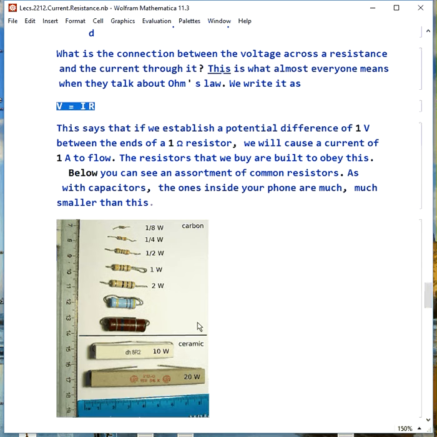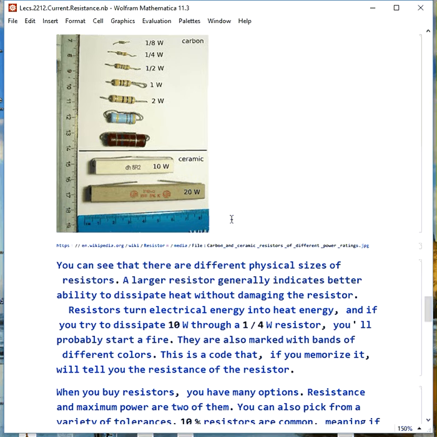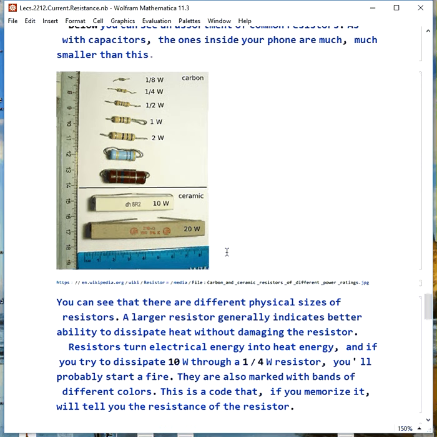Here you can see a collection of common resistors. Again, these are the sizes we would use in the lab. The ones inside your phone are much, much smaller. The different physical sizes of the resistor, what they typically mean, larger physical size means it can dissipate more heat without damaging the resistor. Because resistors turn electrical energy into heat, and if you try and dissipate 10 watts of power through a quarter-watt resistor, this little thing here about the size of a grain of rice, it'll probably catch fire.